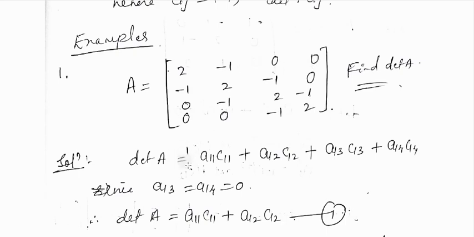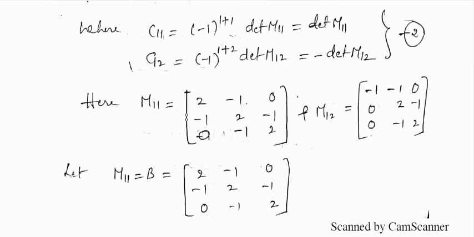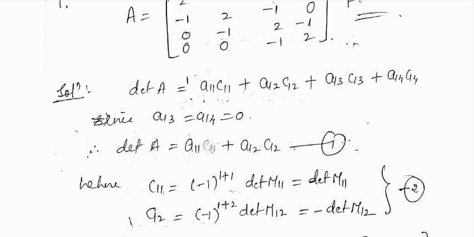The determinant of A is equal to A11 into the cofactor of the first element, since we have 4 elements in the first row, plus A12 cofactor of the second element with reference to the first row, plus A13 into the cofactor of the third element plus A14 cofactor of the fourth element. Since the third and fourth elements are zeros, the determinant reduces to only two terms: determinant of A is equal to A11 C11 plus A12 C12.